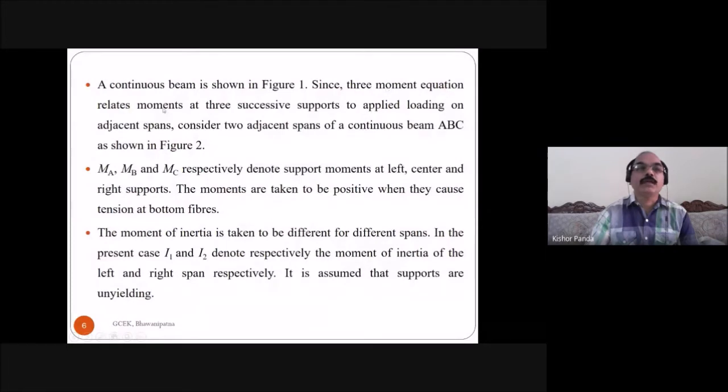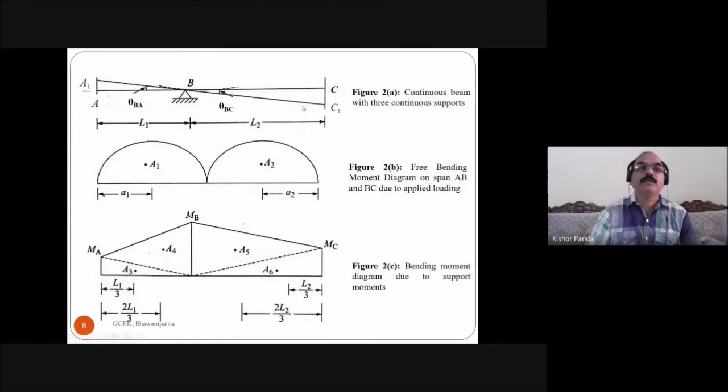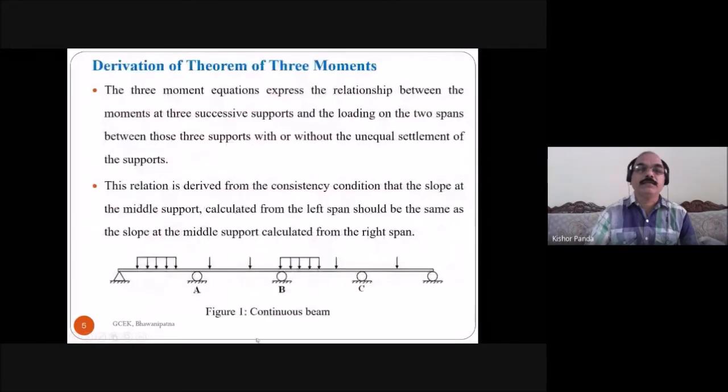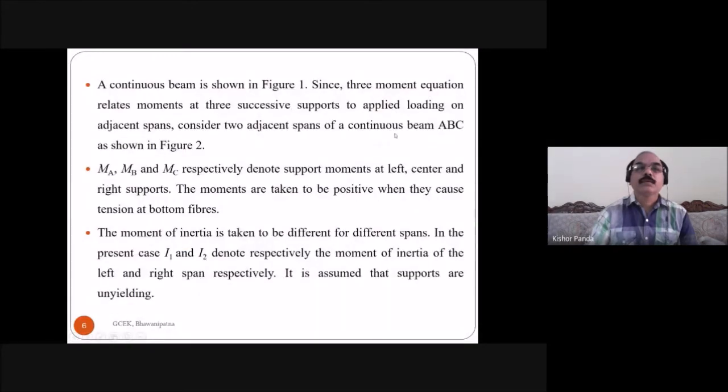The three moment equation relates the moments at three successive supports to the applied loading on adjacent spans. Consider two adjacent spans of a continuous beam ABC as shown in figure 2. Take any two consecutive or adjacent spans A, B, C, as shown in figure 2.